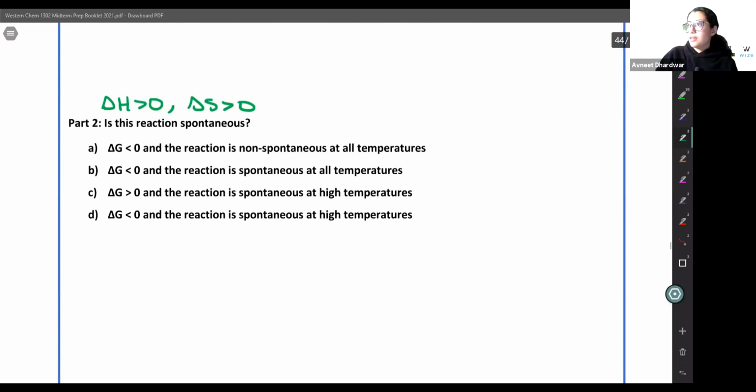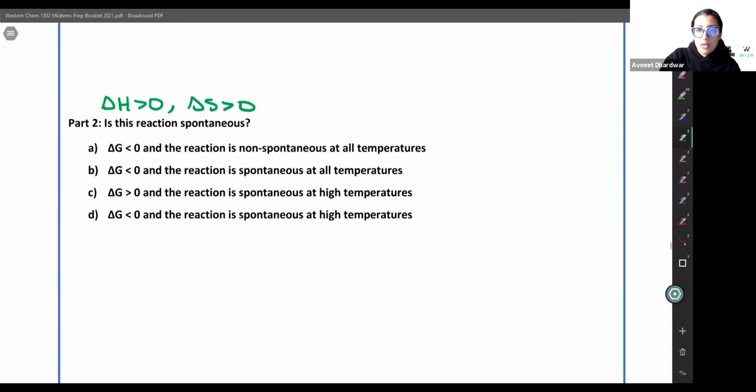Okay, so let's start taking this one up. So here we know that delta H is positive and delta S is also positive. And it's asking us, is this reaction spontaneous? And in the different options, it says we know it's not spontaneous, it is spontaneous, or only at a specific high or low temperature, let's say.